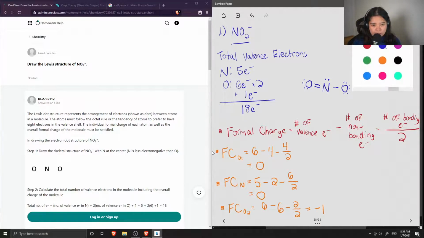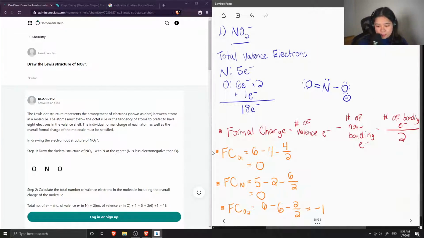So I just need to write a charge on this one oxygen. And this is one of the resonance structures of NO2-. I can draw a second one with the other oxygen, with the leftmost oxygen now carrying the negative charge. So these are the 2 Lewis structures of NO2-.